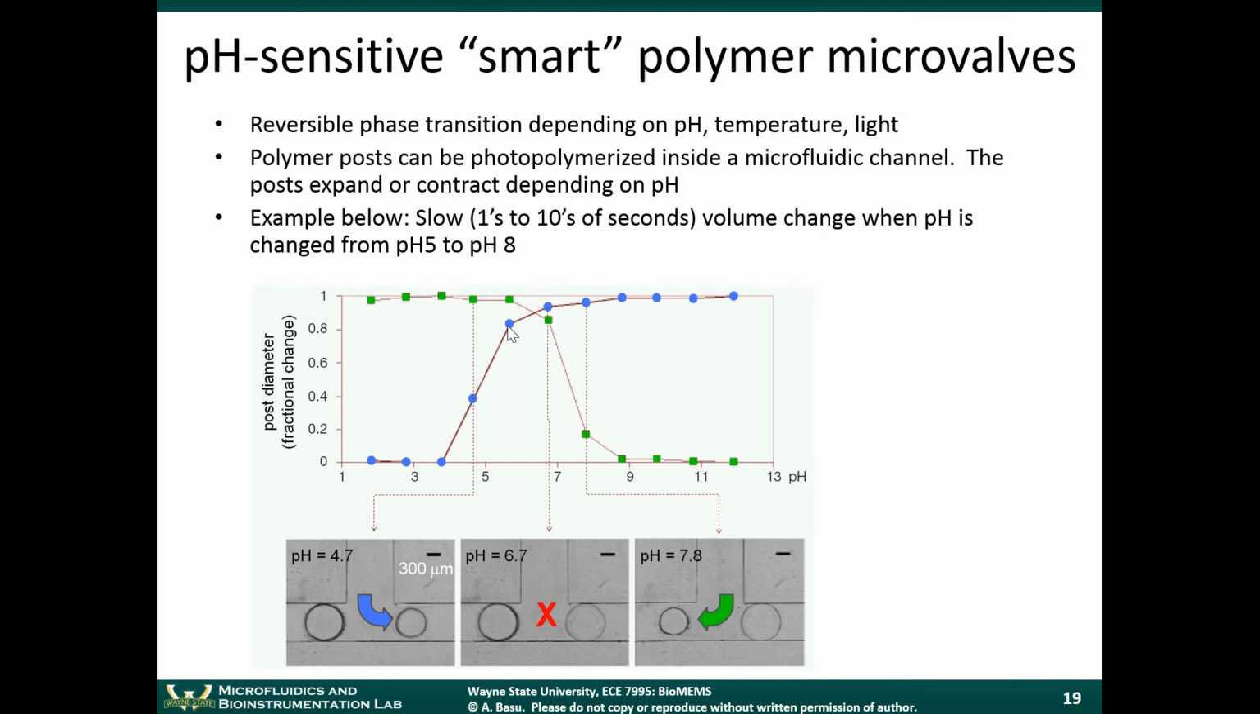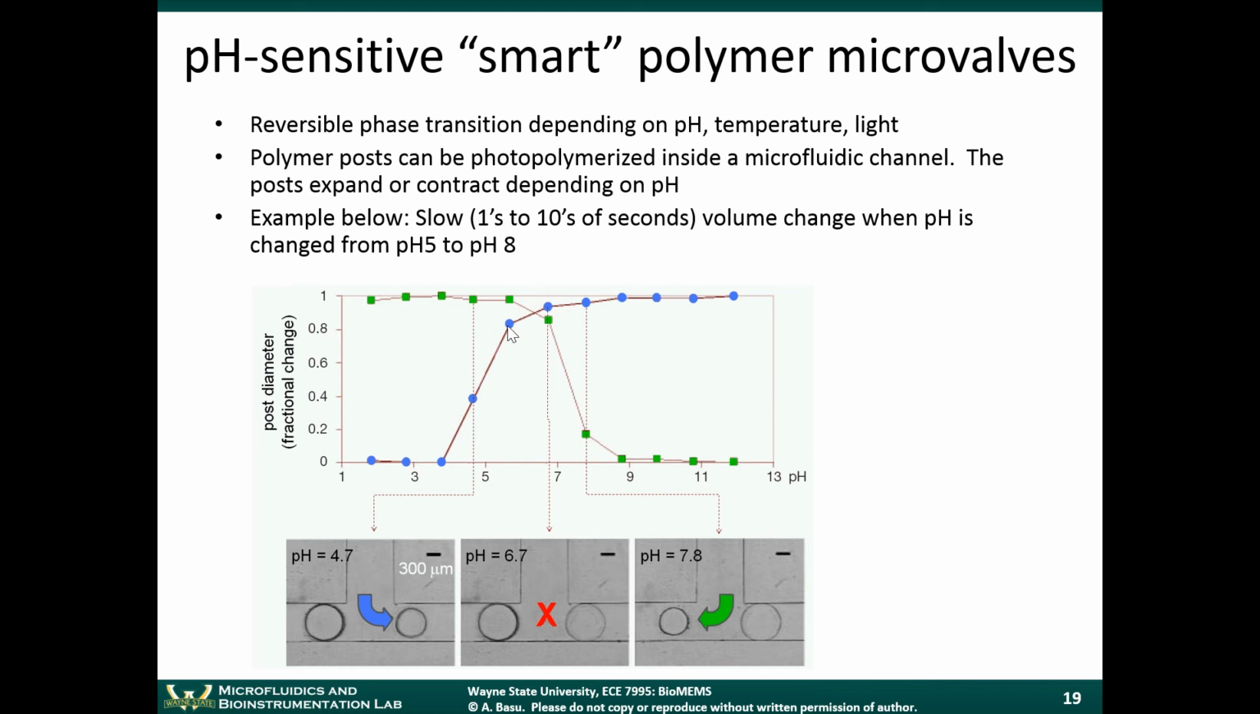So other types of technologies folks have looked at is the pH-sensitive valve. These are valves where the valve material itself undergoes a phase transition. The title of the slide says pH sensitive, but it could also undergo a phase transition depending on pH, temperature, or even light.